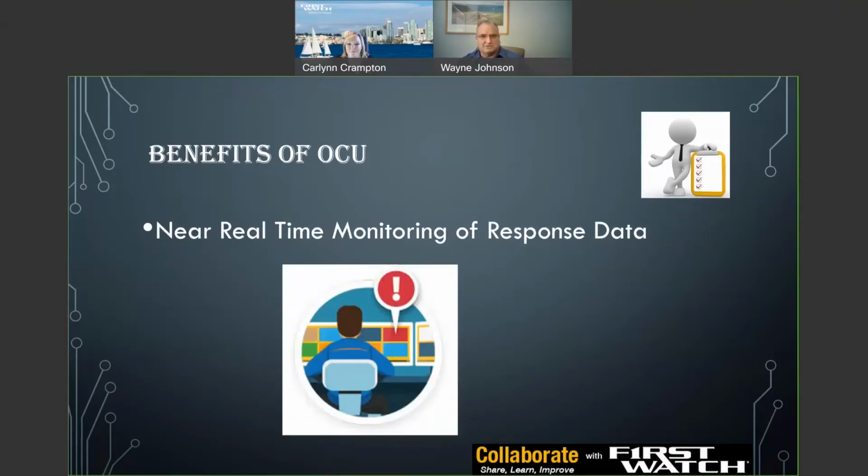Again, it's near real-time monitoring. And why is that important? It's because if you are having issues within your system, you can see that readily. You don't have to wait till the end of the month to find out, oh, in the first 5 days of the month, we had some bad issues which caused our whole month to be out of whack.